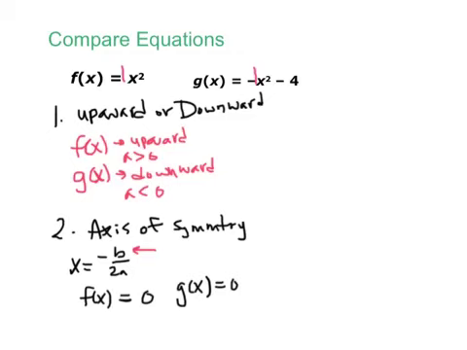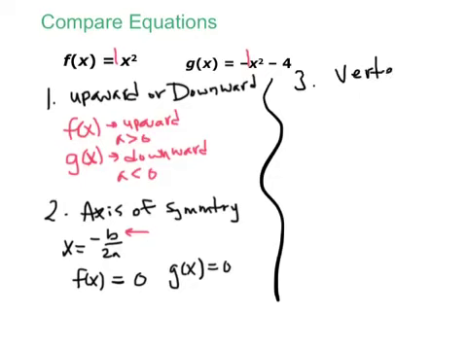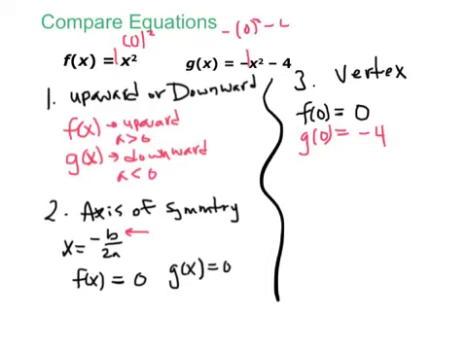The third thing that we can look at is going to be our vertex. Now we use the same thing, so we know that our x value is 0, so let's look at when x is 0 in both of these equations. So f evaluated at 0 is going to be 0, and then g evaluated at 0 is going to end up giving us negative 4, because we plug in 0 here, so 0 squared is just 0, then we have negative 0 squared minus 4. Well, that just gives us 0 minus 4, which is negative 4.